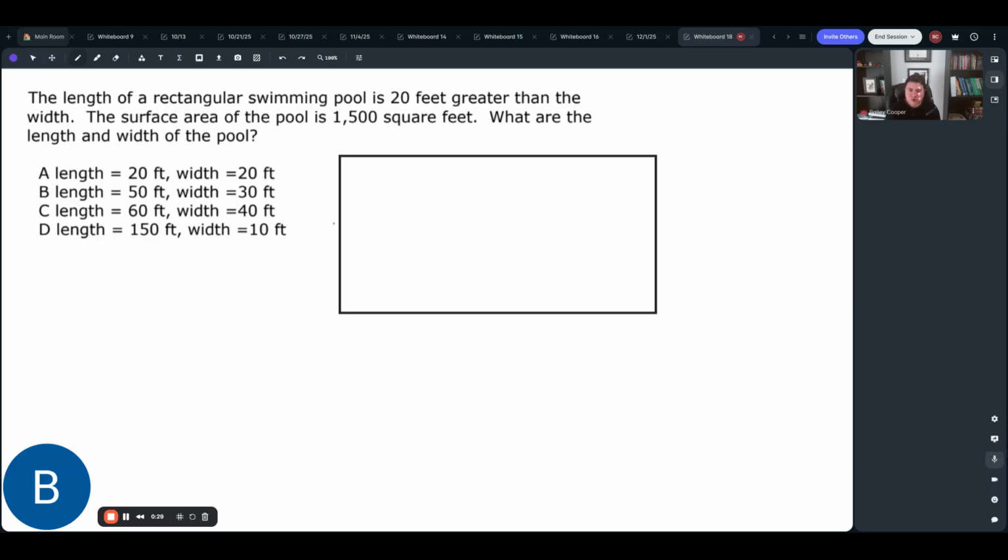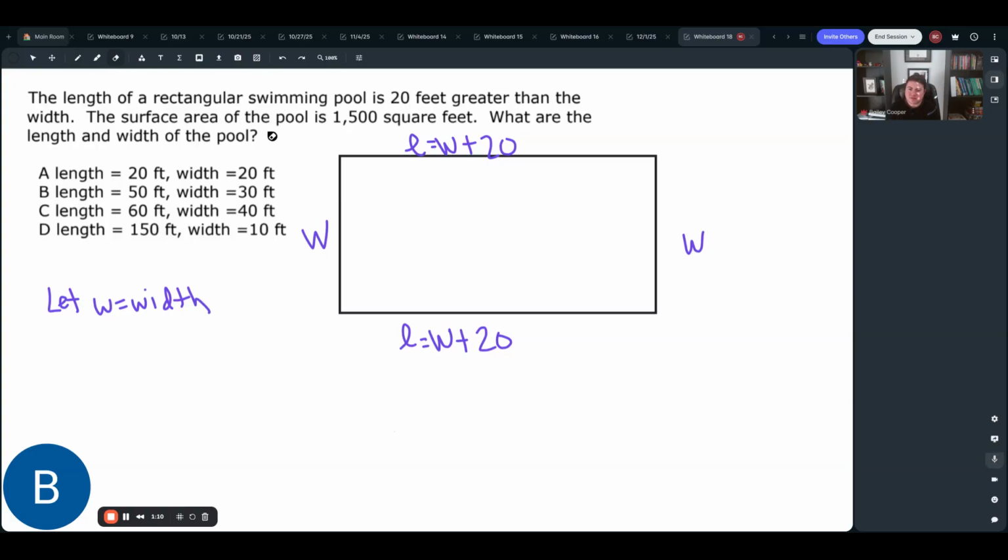So first, we're going to need to establish a variable. I'm going to say, let W equal width, just so that we have a place to start labeling our diagram. So we have length and we have width for a rectangle. Let's say that this side is width. That means this side is also width. And then it tells us the length is 20 feet greater than the width. So these are going to be width plus 20s for our lengths. We can even say length equals width plus 20. I do my L's like that just so they don't look like ones.